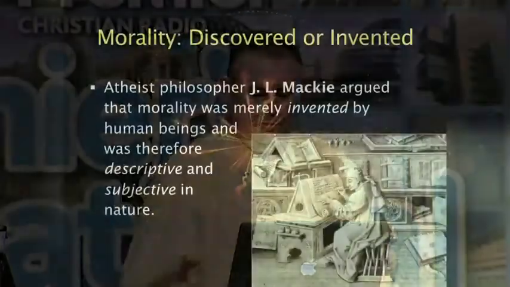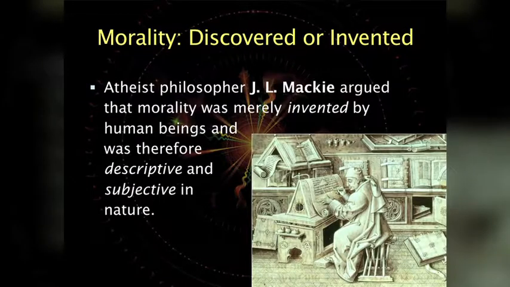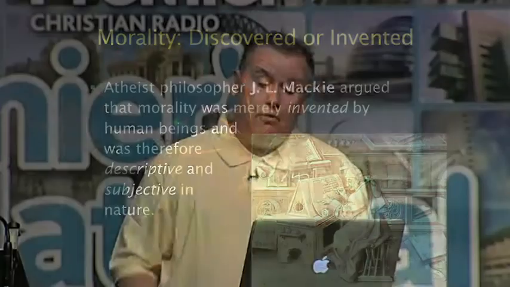How do you condemn the Holocaust without objective morality? Atheist philosopher J.L. Mackie argued that morality was merely invented by human beings and was therefore descriptive and subjective in nature. But if it's descriptive and subjective, instead of prescriptive and objective, then there's no way to make moral judgments in life. But our life is filled with moral choices.